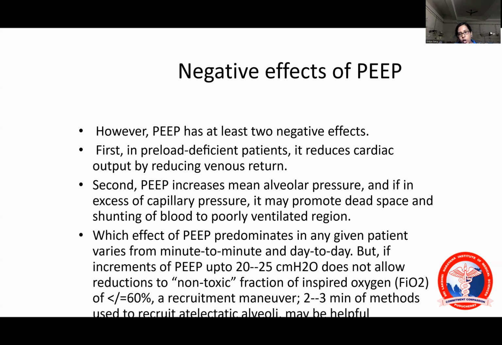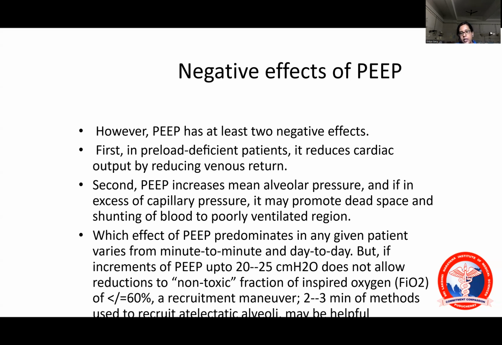First is the preload-deficient patient. The patient is already in shock, in septic shock, or has a coexisting hypovolemic shock. Already the patient is not getting enough cardiac output to pump to other organs, and perfusion pressure is already compromised. In such patients, if you provide positive end expiratory pressure, it will increase the intrathoracic pressure further, compressing the vessels which bring blood from the body to the heart. This leads to further depletion of preload and reduces the cardiac output by reducing the venous return. This is the first major concern.